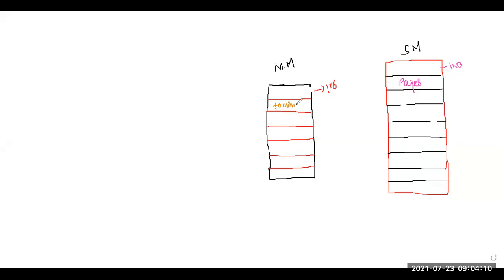These blocks are basically called frames. ब्लॉक को फ्रेम बोलेंगे. ठीक है, F और फ्रेम. क्लियर. Now what can we conclude? Main memory में फ्रेम बोलते हैं. Now I can say the size of the frame is equal to what? क्या होगा size of the frame equal to?